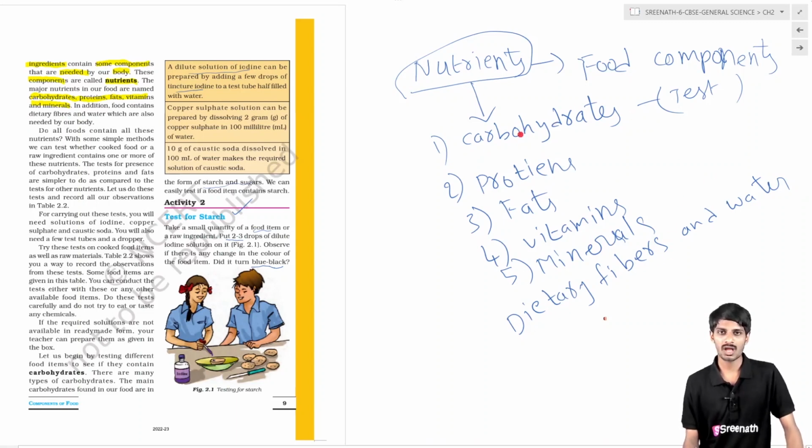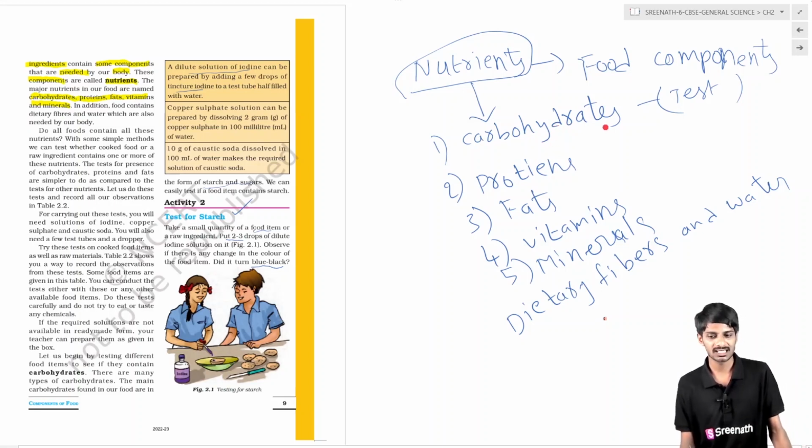Now we are going to have the carbohydrate test, protein test, and fat test. By performing these tests, we can check whether our food items contain carbohydrates or not. We can check whether our food items contain proteins or not. We can check whether our food items contain fats or not.